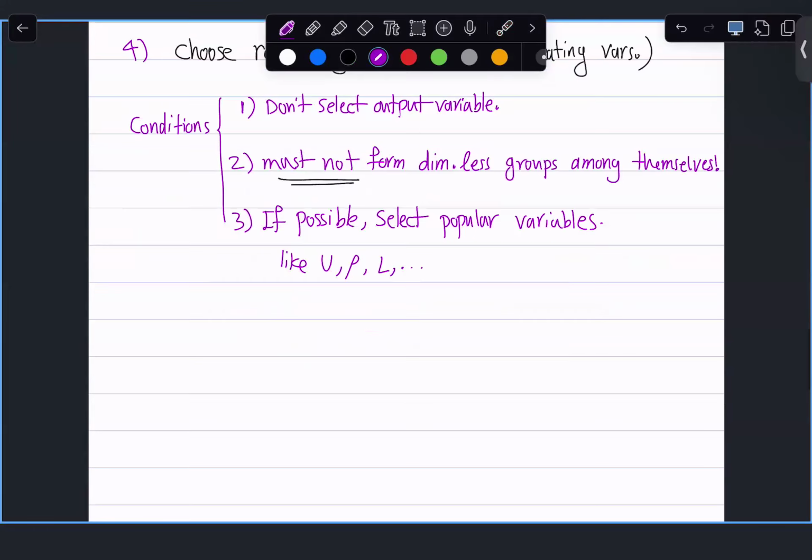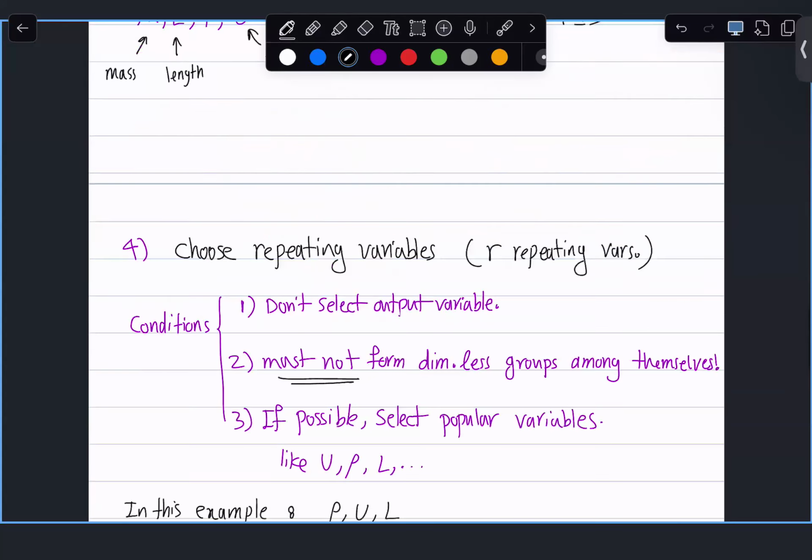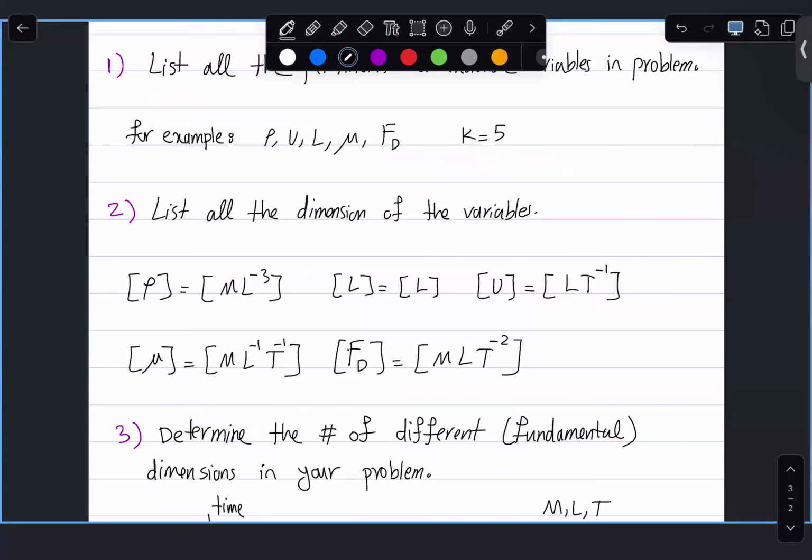So in this problem, the ones we're going to choose are rho, U, and L. And I want you to go back and make sure that 2 is satisfied. Is there any way to put rho, U, L together to make them dimensionless? So if we go back to the dimensions of rho, U, L, see if that's possible. Is there any combination of them that is dimensionless?